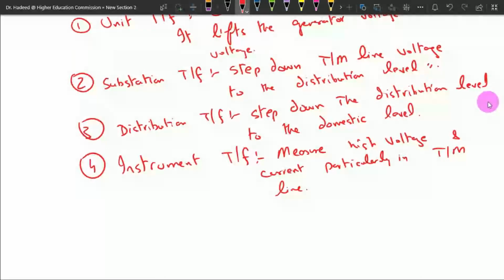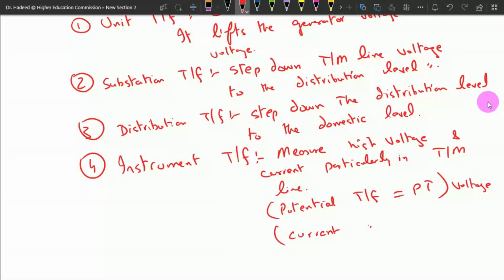So it has two types. One which measures the high voltage, we call it potential transformer or PT. PT is the famous name here. It is used to measure the voltage. And also we have the current transformer, which is known as CT, and as its name implies, it is used to measure the current flowing in a high power network.